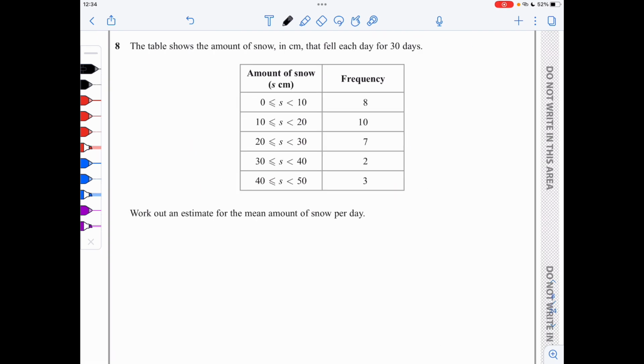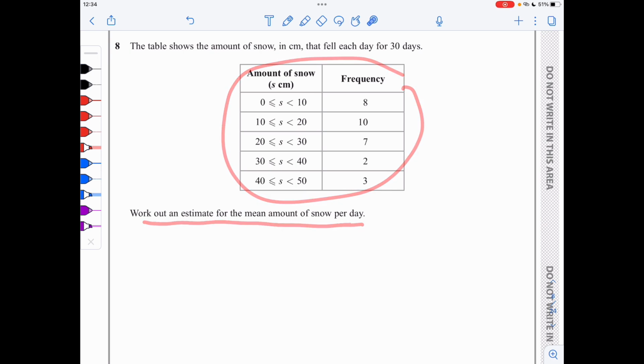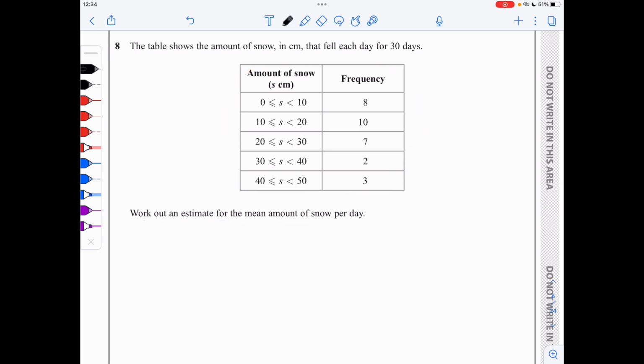In 8, we've got the amount of snow in centimeters that fell each day for 30 days. It's a grouped frequency table, and we need to work out an estimate for the mean amount of snow per day. We'll start by adding an extra column here, the midpoints. So the midpoint of the 0 to 10 class is 5. It's the midpoint of the 0 and the 10. Then it's 15, then it's 25, then it's 35, and then it's 45.